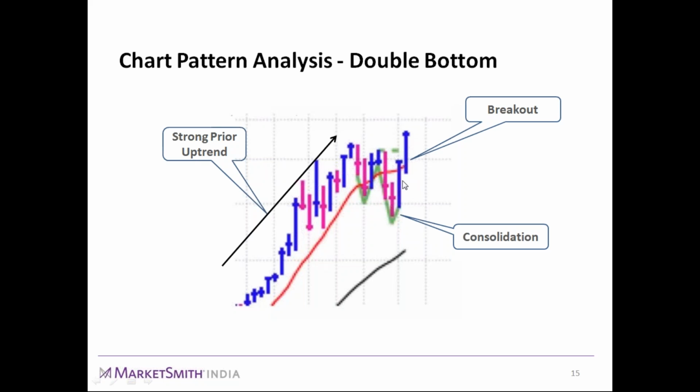Now, similar to the cup with handle pattern, you need to see the breakout out of the pivot level. The pivot level, or the resistance, for this double bottom pattern would be the top of the middle part of the W. You need to see the breakout here, and the breakout again should be happening on higher volumes, to see that the conviction of the buyers in this stock, even at higher levels, continues to remain.